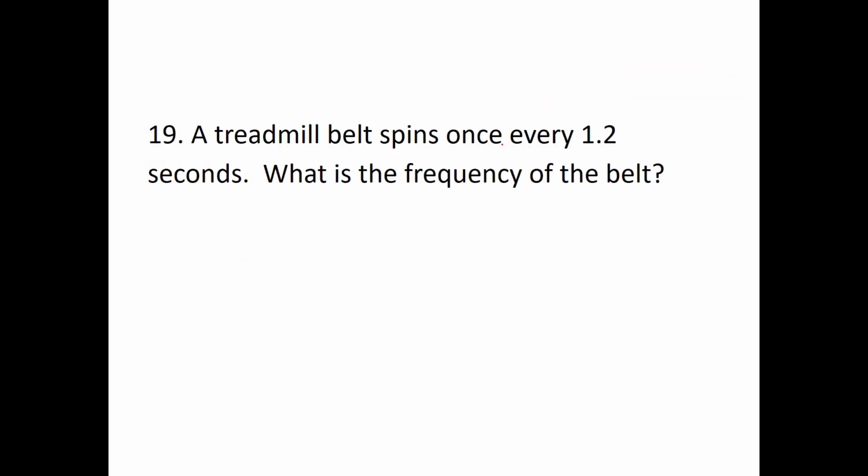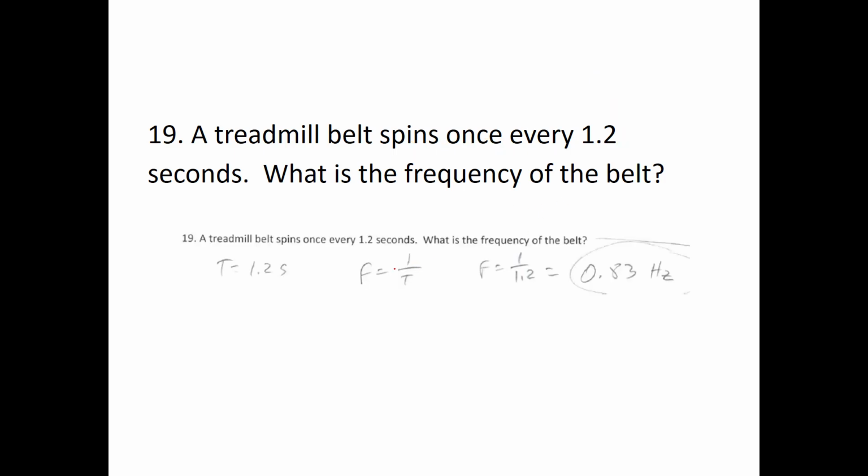Treadmill spins once every 1.2 seconds. What's the frequency? So it's spinning once every, here's your key, this is period. What's the frequency? You've got the F equals 1 over T equation. And it ends up being, once again, don't forget the units, hertz, 0.83 hertz.